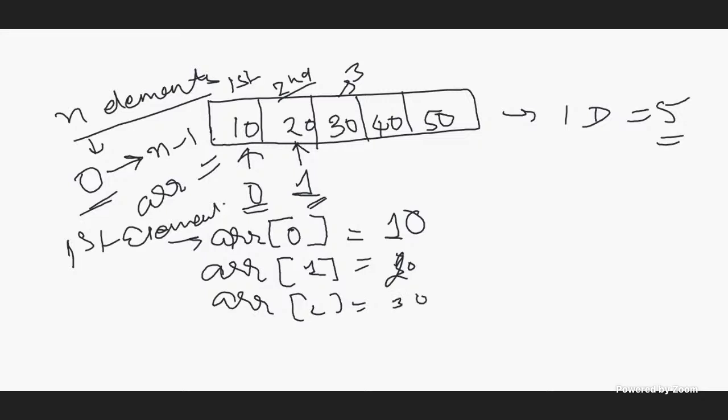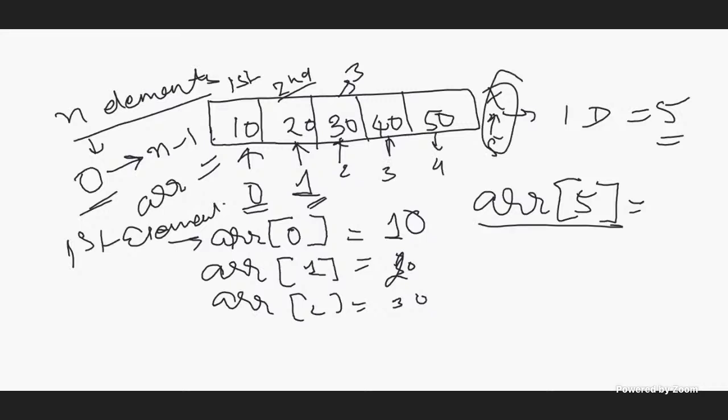Can you tell me what will be my element at index 5? Yes. So this is 2, this is 3, this is 4, and at 5 I have nothing. So when I'm trying to access ARR[5], it will give me an error.